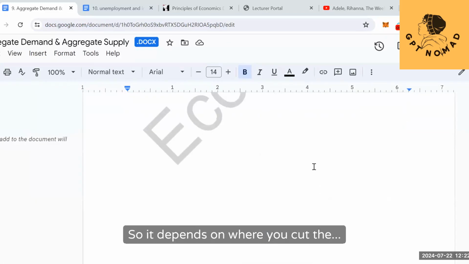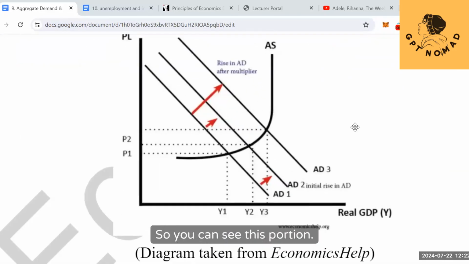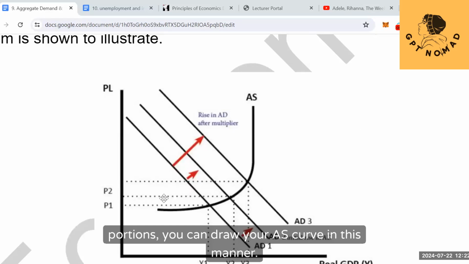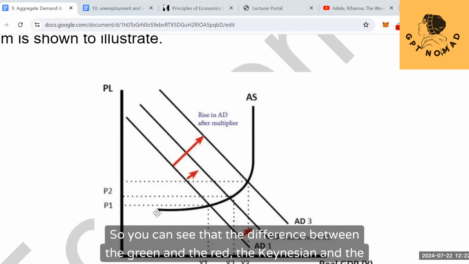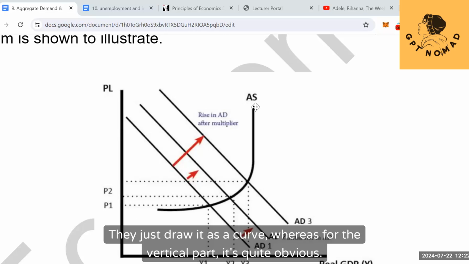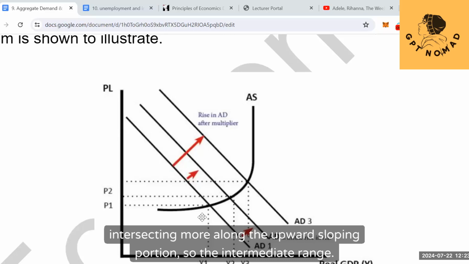It depends on where you cut the curve. Let me see if I can find it here. Yeah, okay, here, right? So you can see this portion. If we draw it without clearly sectioning out the three portions, you can draw your AS curve in this manner. You can see that the difference between the green and the red, the Keynesian and the intermediate, is a bit more blurred. They just draw it as a curve, whereas for the vertical part, it's quite obvious. Let's say from here, 81, 82, 83, they are intersecting more along the upward sloping portion, right?